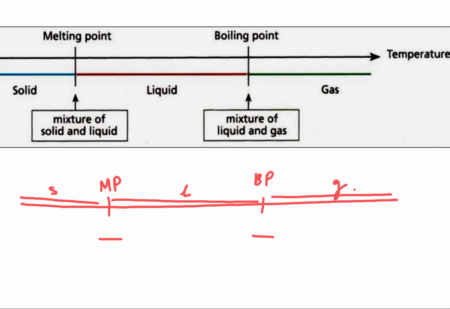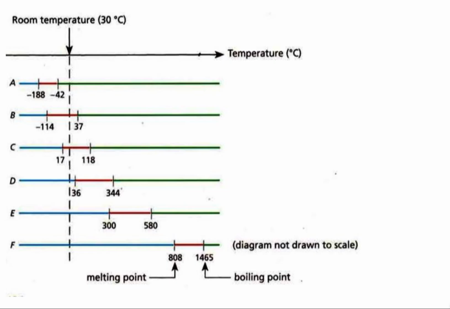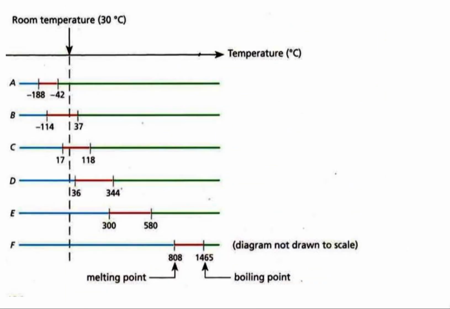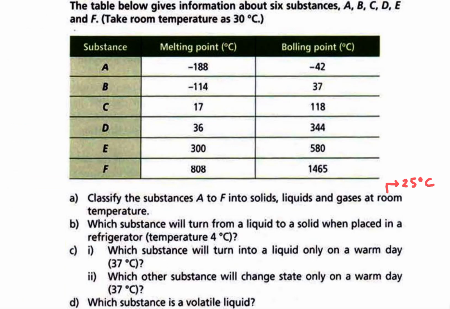So let's solve the first question. The first question is this: the melting point is minus 188 degrees Celsius and the boiling point is minus 42 degrees Celsius. So we draw a scale over here like that, and then we'll mark the melting point here and the boiling point here. Now they're asking what would be the state of matter at room temperature. Over here the room temperature they have given is 30 degrees Celsius.